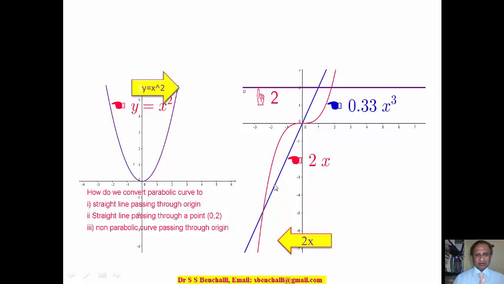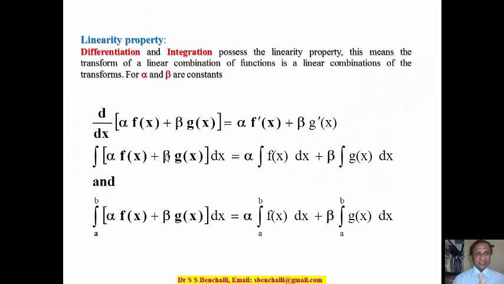Then you can transform by differentiating. I hope you'll get 2x. You'll get a curve x. Is it clear? Right? So then if you differentiate one more time, I hope you'll get 2, and if you integrate, you'll get 1 by 3 times x cube. You'll get a curve like this. It is also called a transformation.